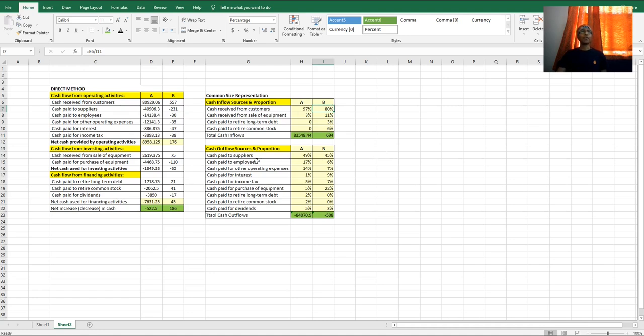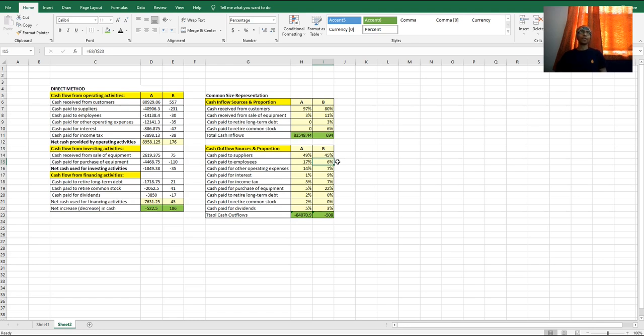Next thing is cash paid to suppliers. They are pretty similar, 49% and 45%. Cash paid to employees, the second value, 17% and 6%. This means B, in terms of its employee expenses or number of employees, whichever may be the case, is quite tight in that respect. Other operating expenses, miscellaneous expenses, 14%, 7%. So there also, in terms of other operating expenses, B has been quite judicious.